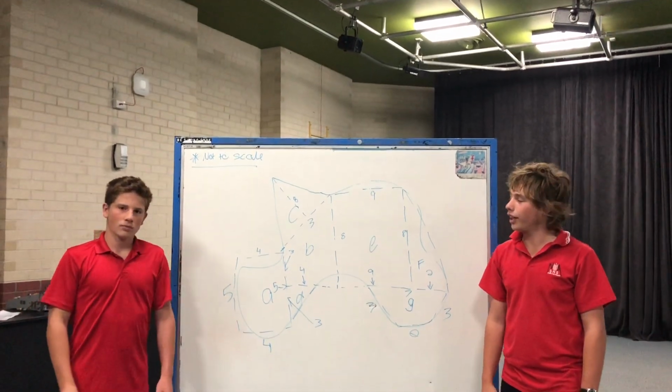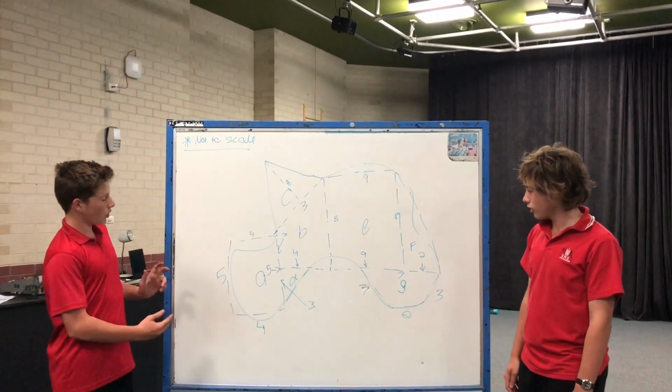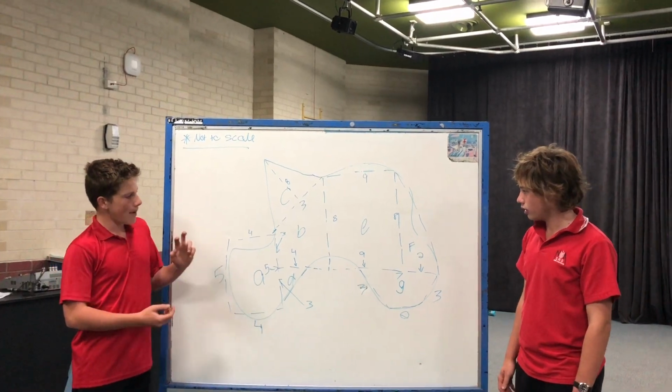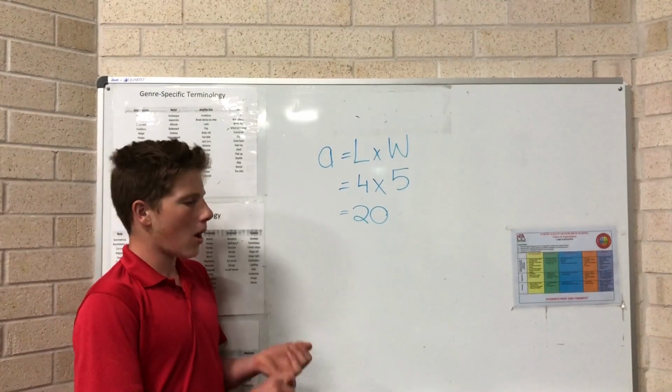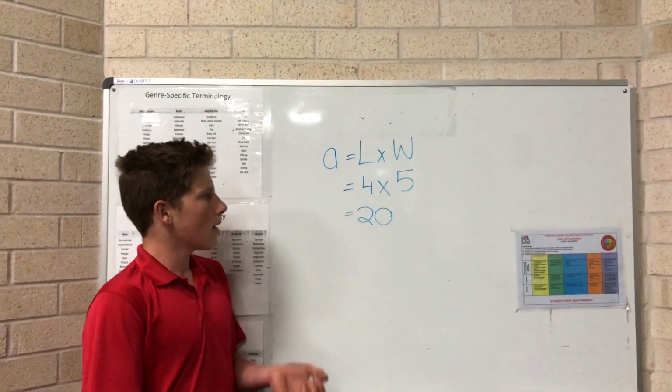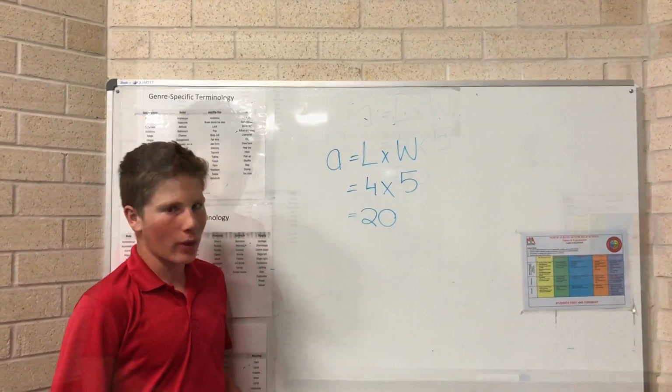But still, how do you find the area of this shape? I've gotten the lengths on here. We've just got to find the area of each shape and then add them all together. A is a rectangle, so you multiply the length times width, the length being 4 and the width being 5, so you multiply them both together to get 20.